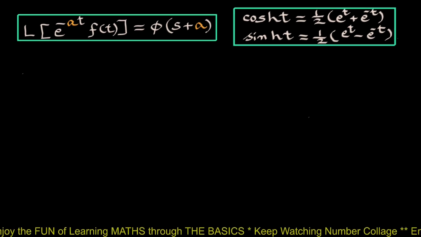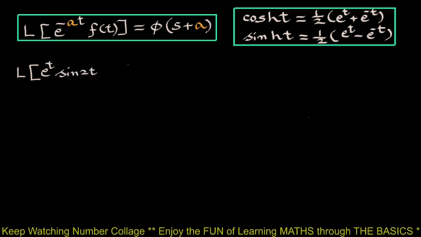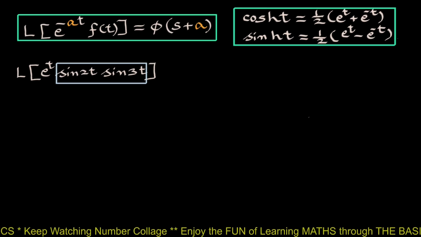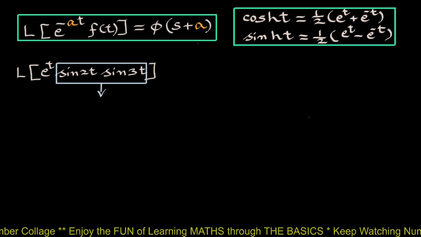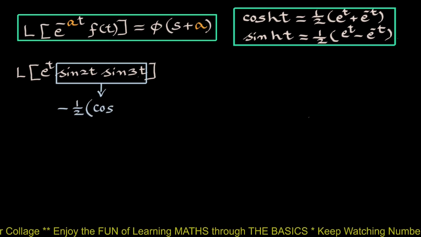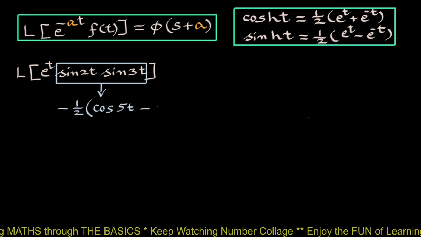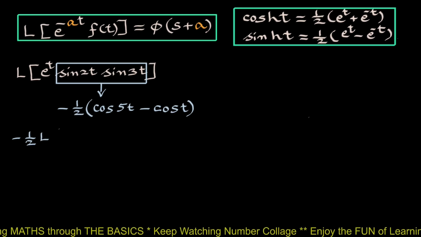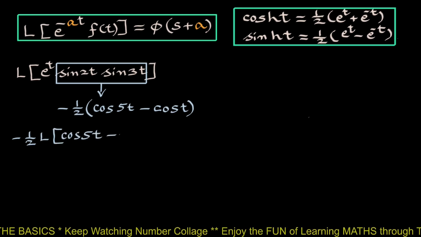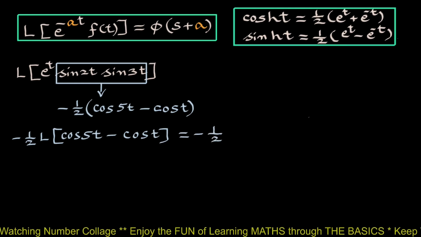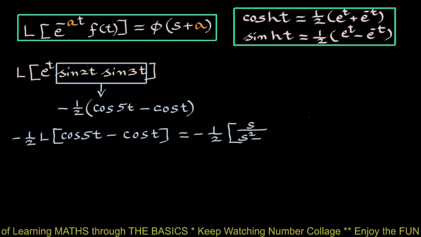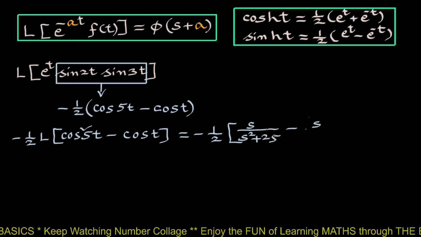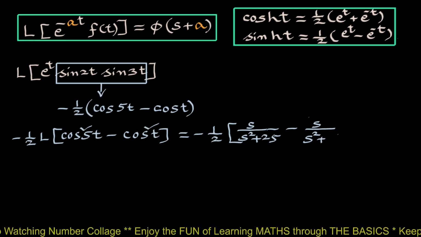Find Laplace transform of e raised to t sin 2t sin 3t. We have this sin 2t sin 3t, by the factorization formula, is minus half (cos of 2t plus 3t, 5t, minus cos of 2t minus 3t, cos t). So minus half Laplace transform of cos 5t minus cos t will be minus half (s upon s square plus this 5 square, 25, minus s upon s square plus this 1 square, 1).